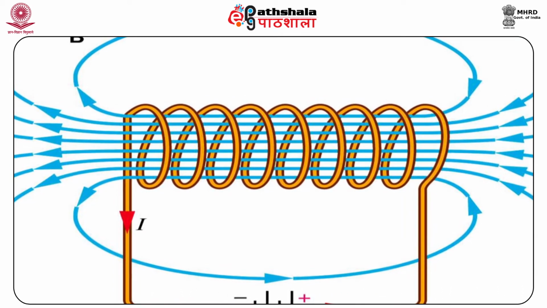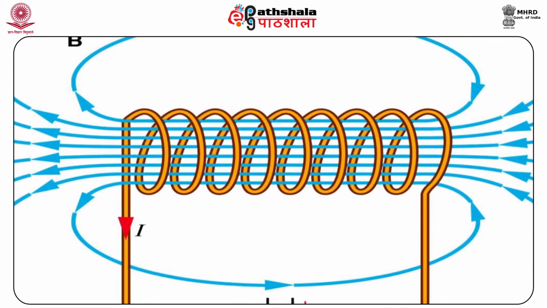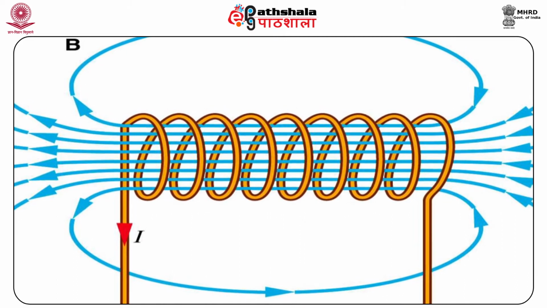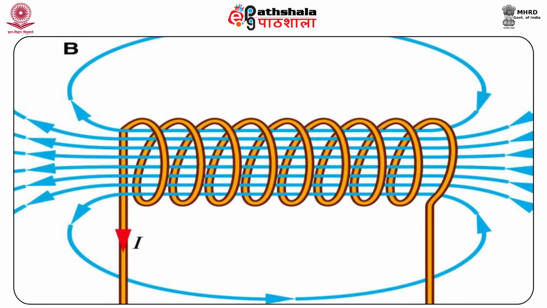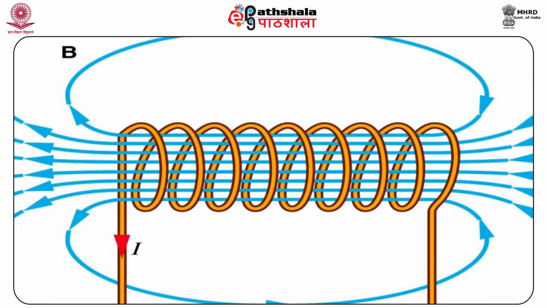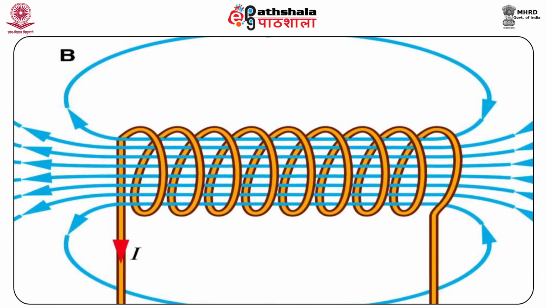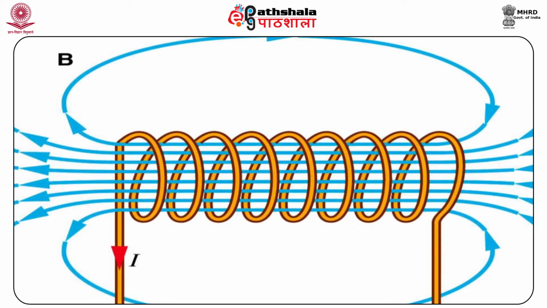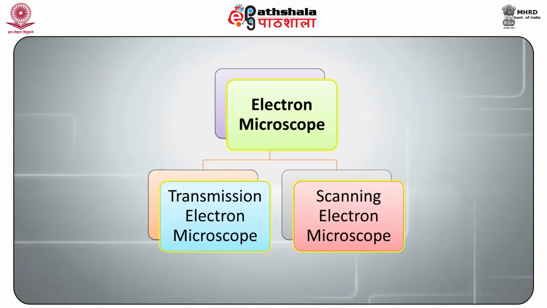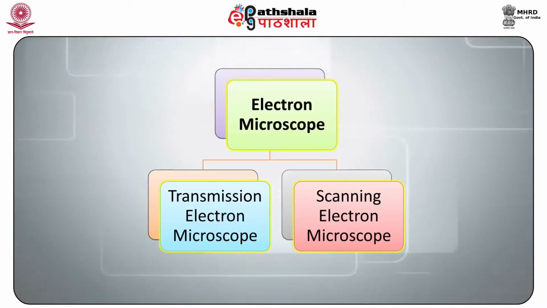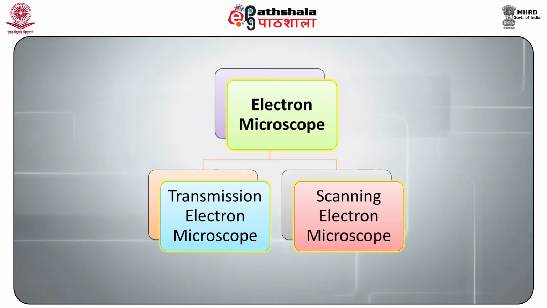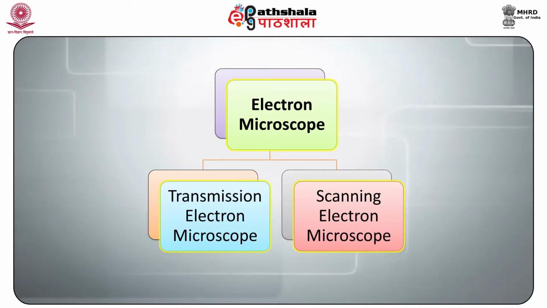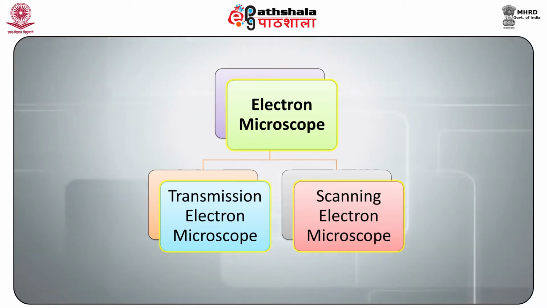Solenoid is basically a coil of wire around the outside of a tube, through which electric current is passed, thereby inducing an electromagnetic field, and the beam is controlled by adjusting current as electrons are very sensitive to magnetic field. Now there are two types of electron microscope. Number one is TEM, which is known as transmission electron microscope, and the second one is SEM. Its full form is scanning electron microscope.